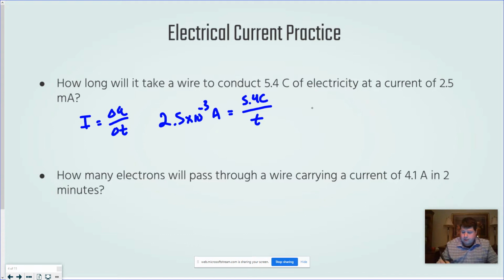Using our algebra tricks, cross multiply, divide, whatever works best for you, I ended up getting a time of 2.2 times 10 to the third seconds.